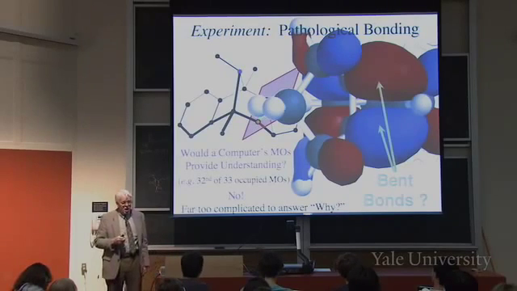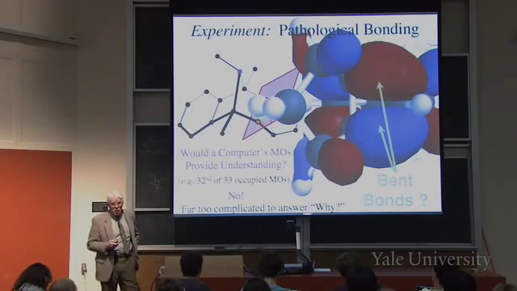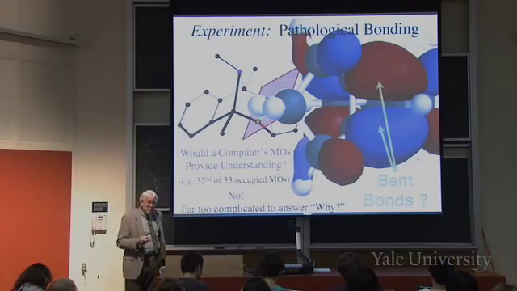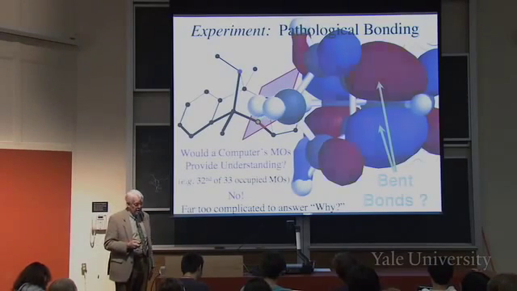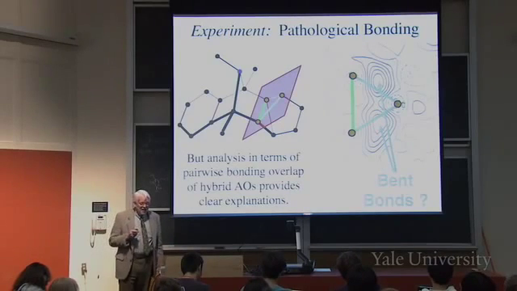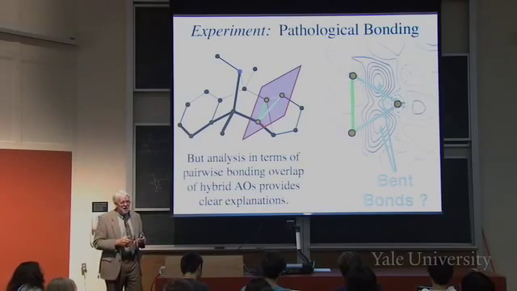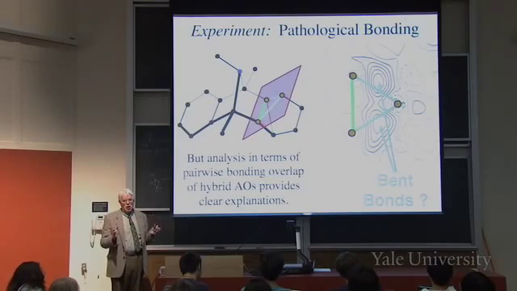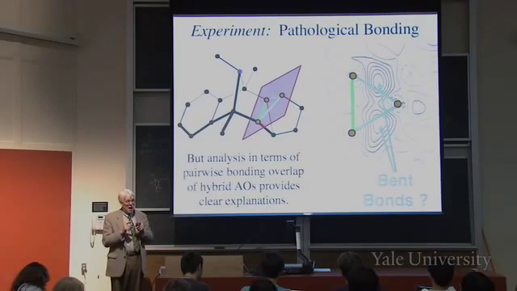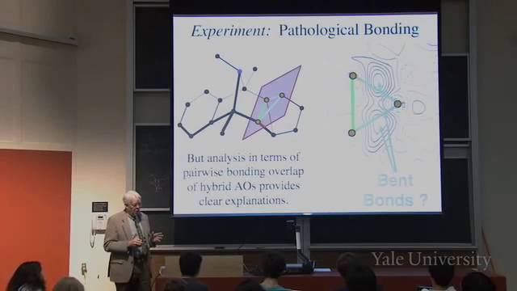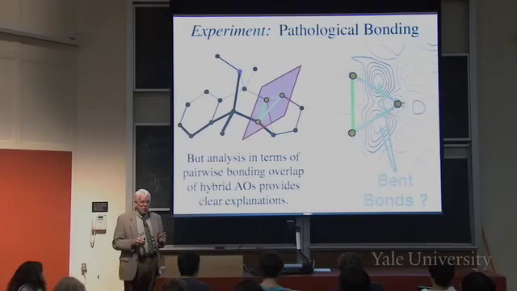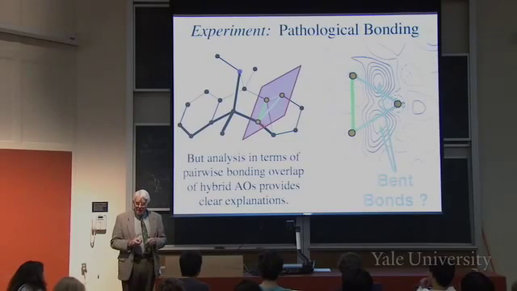It gives far too complicated an answer. It doesn't tell you why. Even if you believe that it gives you the right numbers, it doesn't tell you why, okay? But analysis in terms of pairwise, that is, don't go over the whole molecule, just look at two atoms adjacent to one another making a bond. So just a very local view, pairwise bonding overlap of hybrid atomic orbitals explains these two pathologies.